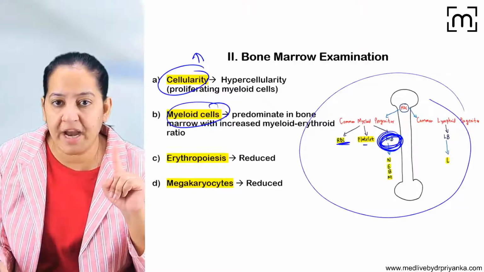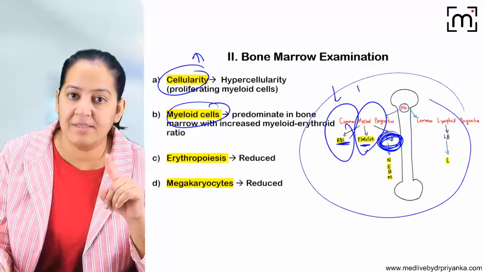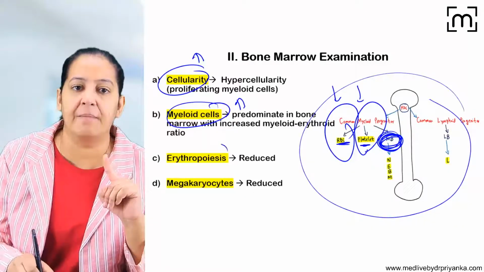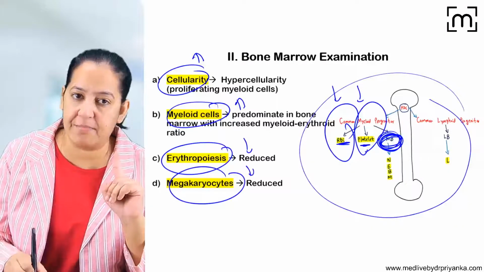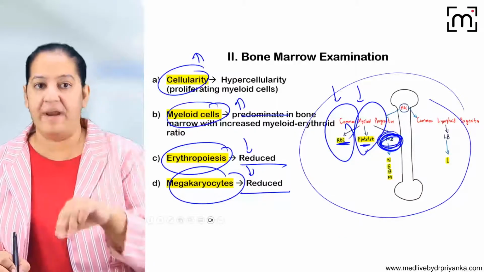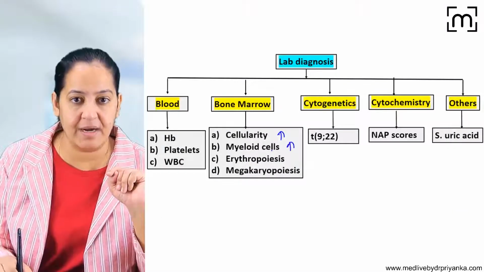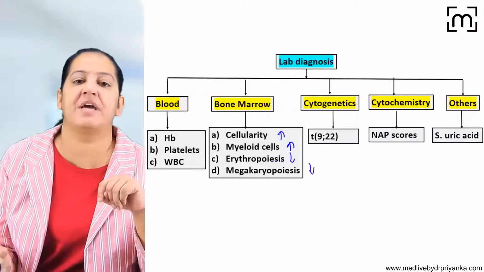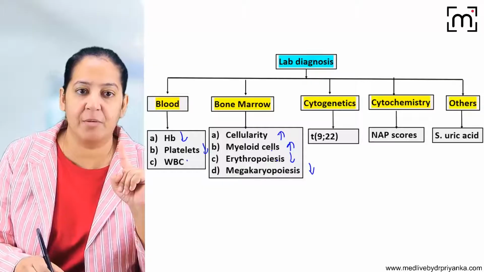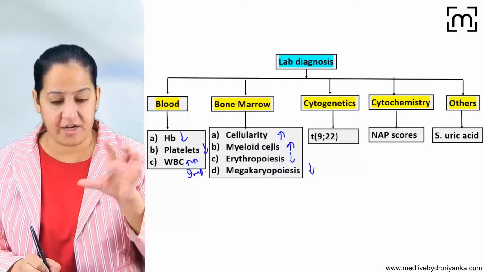But the erythroid and megakaryocyte, that is RBC precursor and platelet precursor, are less because they are replaced by the myeloid precursor. So myeloid precursors are high, but erythroid precursors and the megakaryocyte precursors are reduced. You have to write like this, and cellularity is very high. You have to understand it. Here hemoglobin is less, platelet is less, but WBC are too high, but they are immature and garden party. So you have to draw the diagram of the garden party.